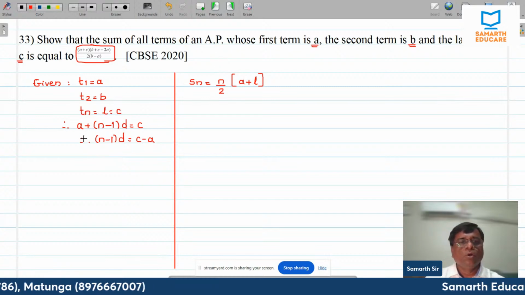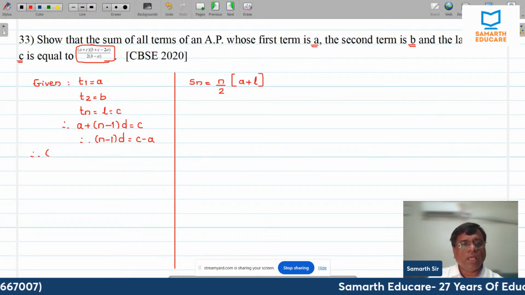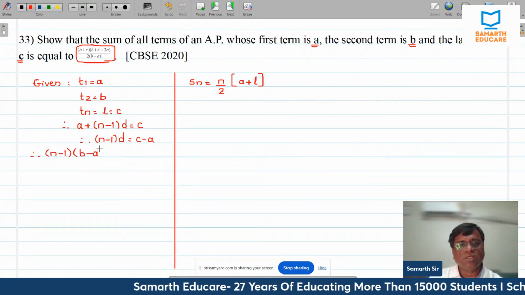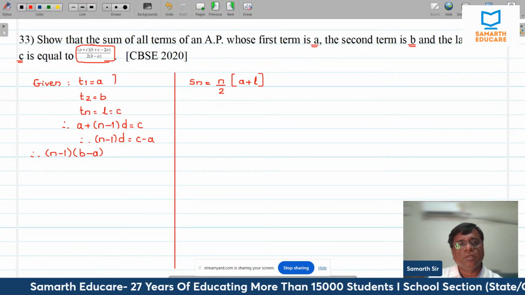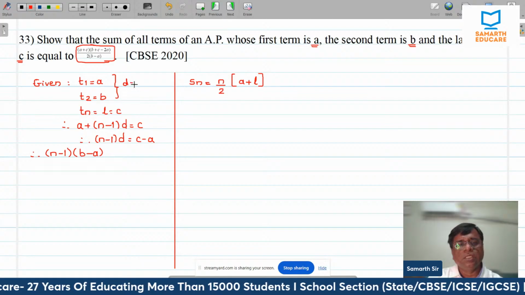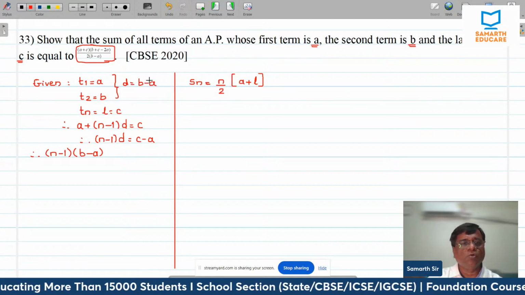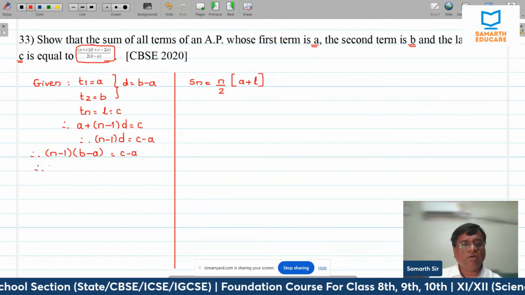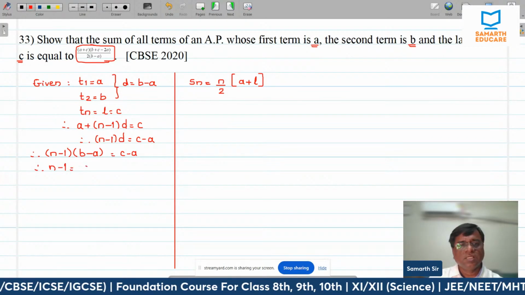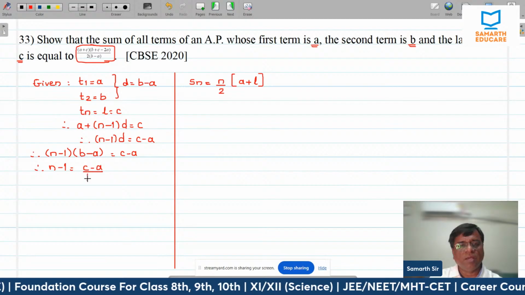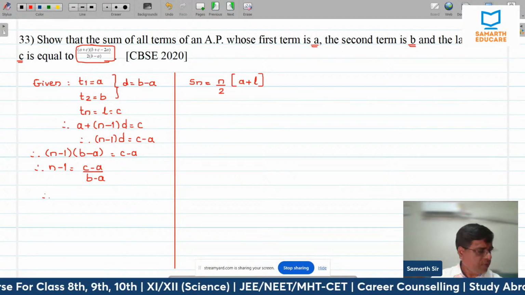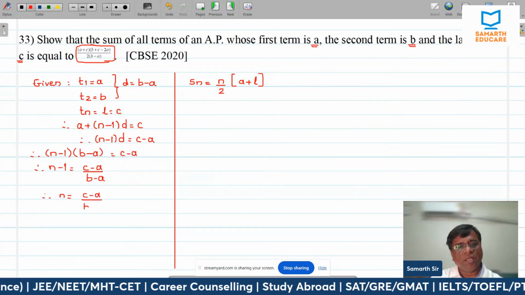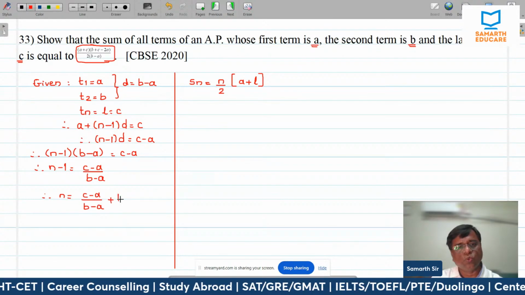Now, n minus 1. What is D? D is the common difference, that is T2 minus T1. Here, if you observe, D is T2 minus T1, that is equal to B minus A, which is equal to C minus A. So we have n minus 1 as C minus A divided by B minus A. So the value of n is C minus A divided by B minus A, plus 1.